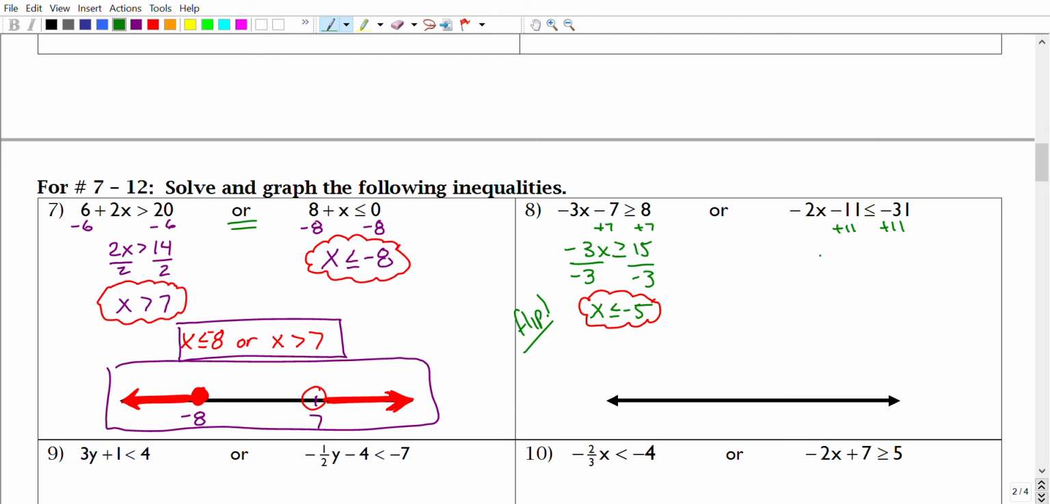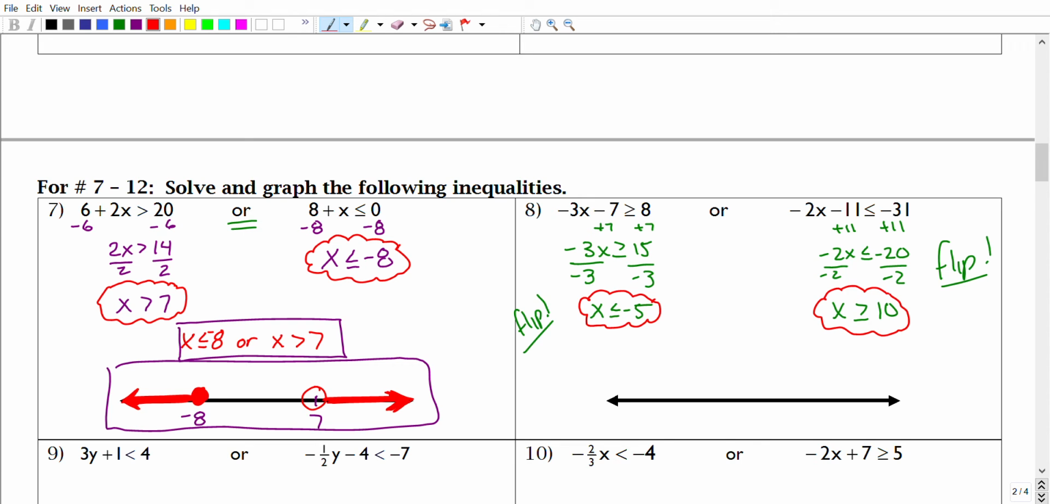So what do I get? I get -2x is less than or equal to -20. Again, I'm dividing by a negative number here, so I have to flip my sign. So I get x is greater than or equal to 10. So my final answer here is x is greater than or equal to 10.